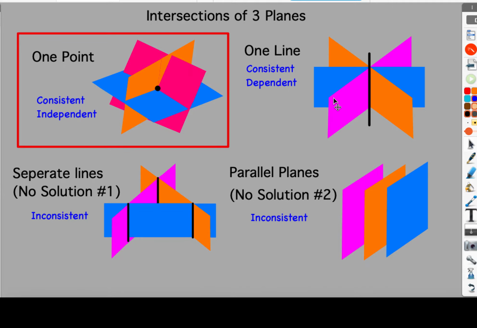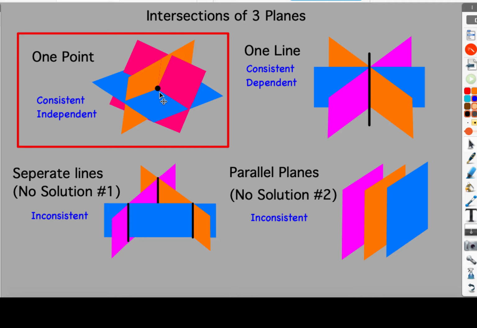In three dimensions, when you graph an equation, what you're really doing is graphing three planes. You're not graphing a line anymore. So typically what we like to have happen in a consistent independent system is that those three planes intersect, like in this picture in the upper left, in one dot right in the middle. We get one simple, consistent, independent answer.